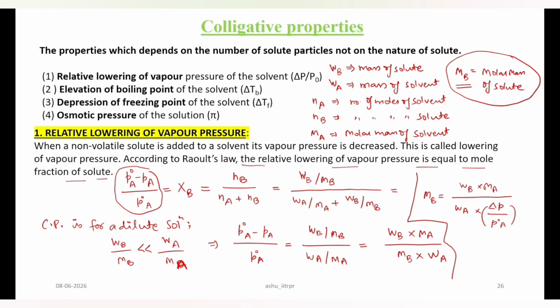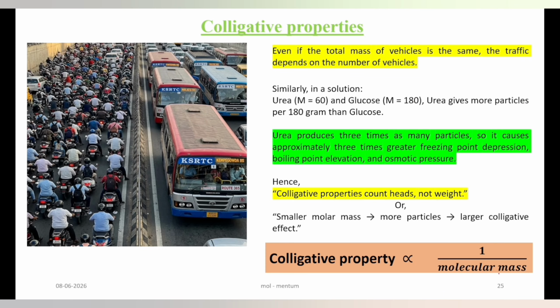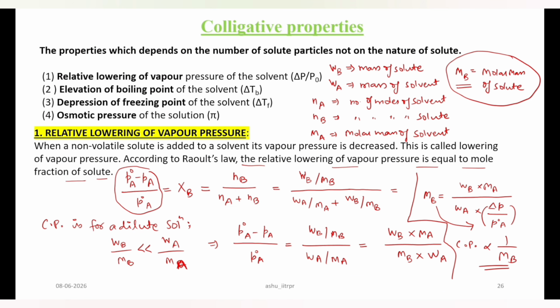Again, one relation which you can derive. MB is the molar mass of the solute, and this part is the colligative property. You can see colligative property and this molar mass are inversely related. Colligative property is inversely related to the molar mass of the solute. That's what I told you in the first slide. You will be able to analyze this in every colligative property. So this expression is the final expression: MB is equal to WB into MA divided by WA into relative lowering of vapor pressure.